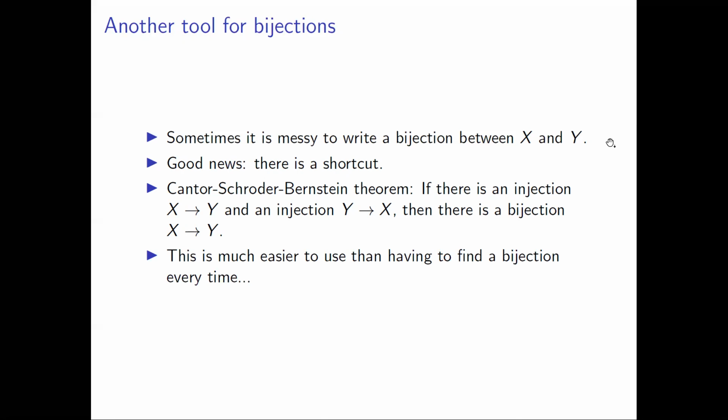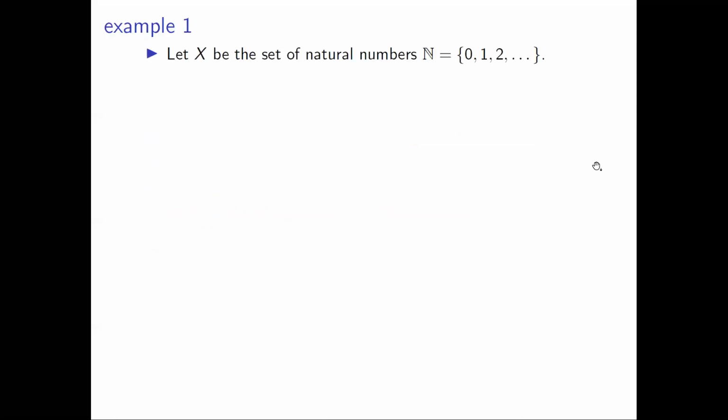And we'll see some examples. First example, let x be the set of natural numbers, and let y be the Cartesian product of x with itself. So I write that as n squared. So this is the set of ordered pairs x, y, where both x and y are natural numbers.